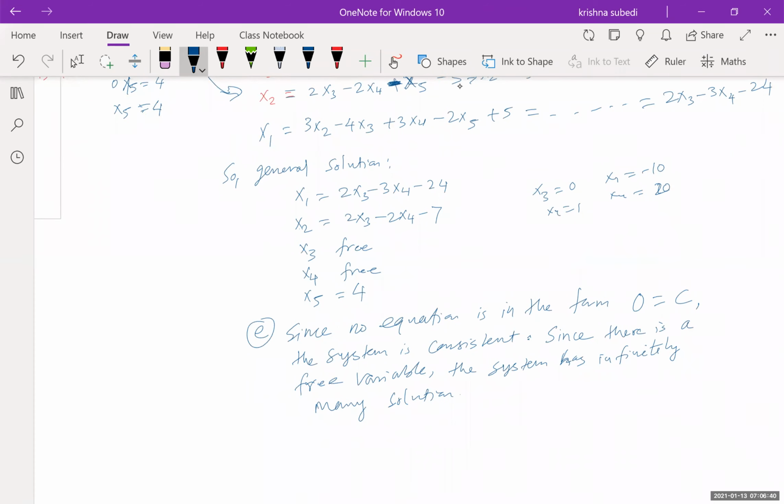Professor, is it possible to have one free variable and even then there will be just one solution? No, when there is a free variable, there will always be infinitely many solutions, because remember the definition of a free variable. A free variable means you can choose any value for it. Okay, thank you. Yeah.